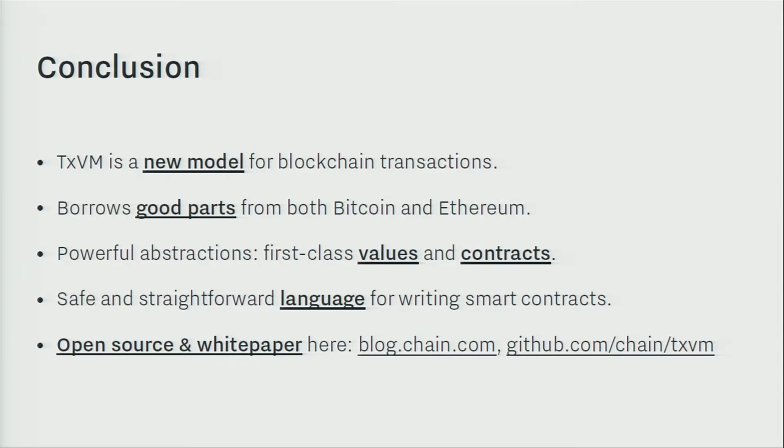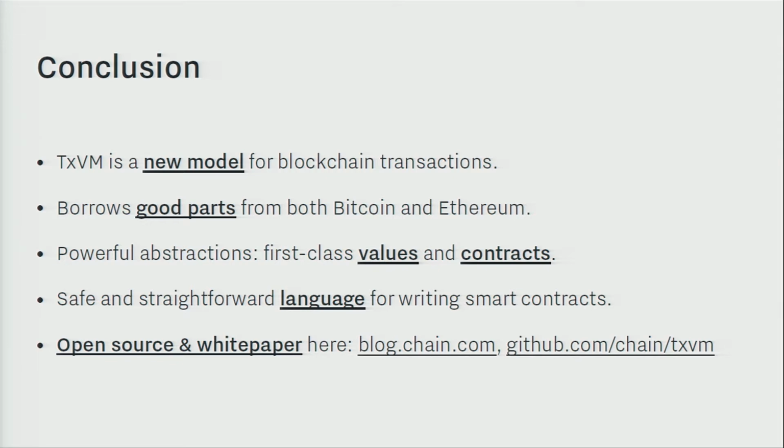So as a conclusion, TxVM is a new model for blockchain transactions that hopefully increases security and readability, and basically meets all of the goals that we had for our customers: to support a very high throughput representation for transactions on the blockchain.